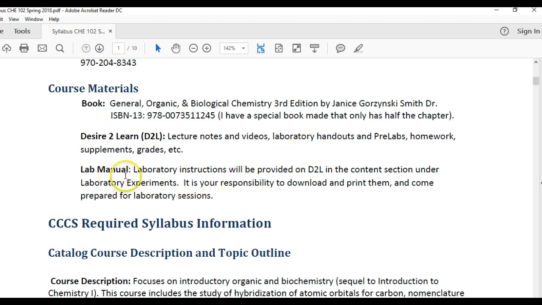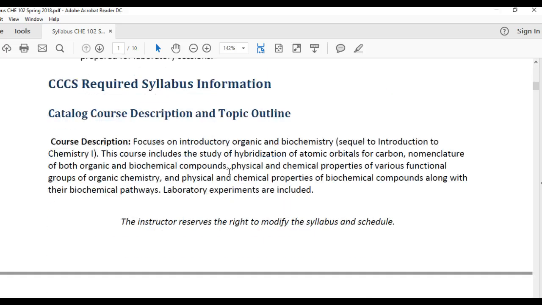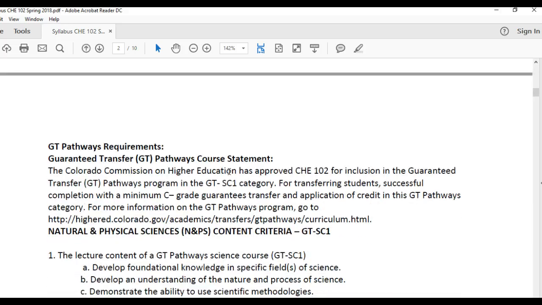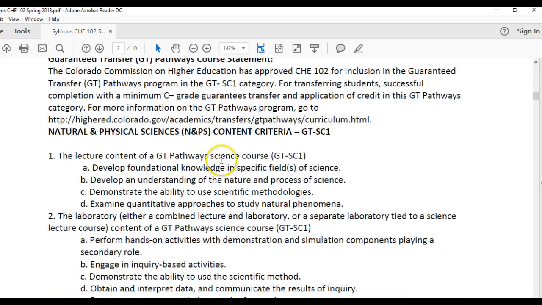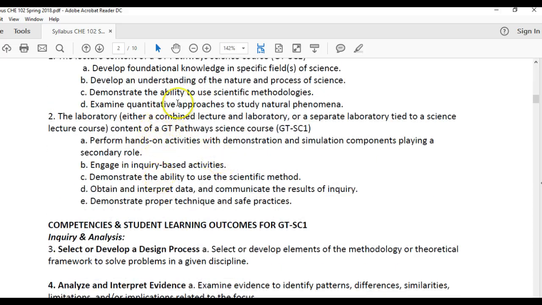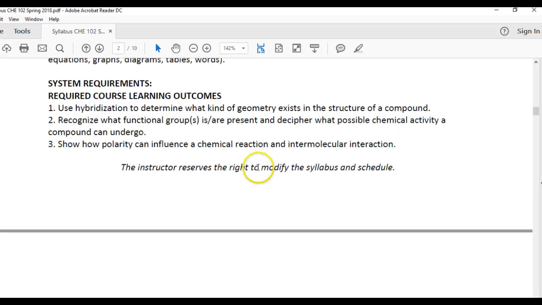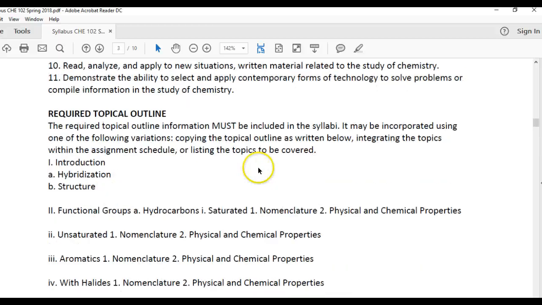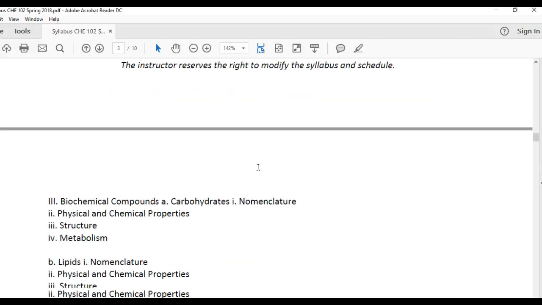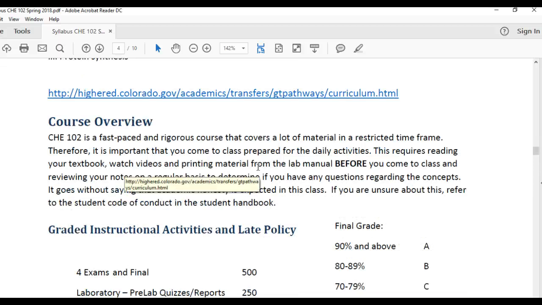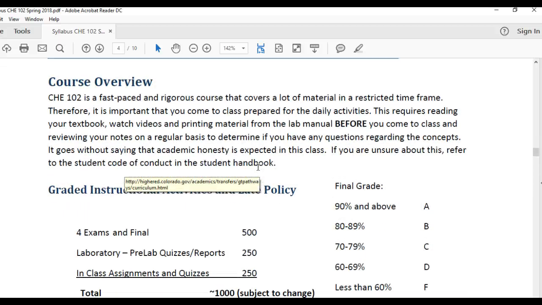You don't need anything specific for lab except goggles. We'll talk more about that when we get to the lab portion, but everything is completely online. A lot of the information on the syllabus is just required information that we need to put, like this is a GT class, and this gives you tons of information, more than I'm going to talk about here. Feel free to read it if you'd like, but you really don't need to worry about it at this moment.